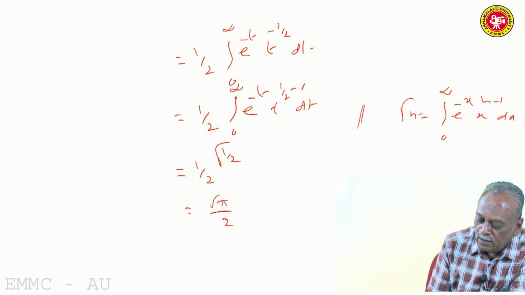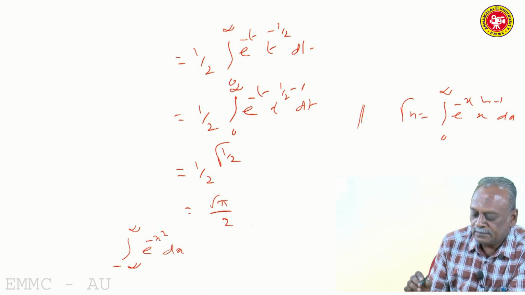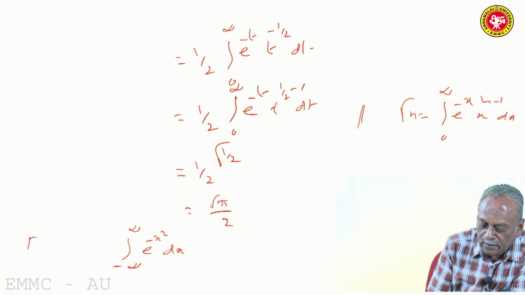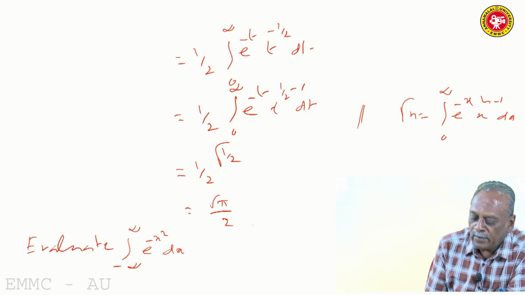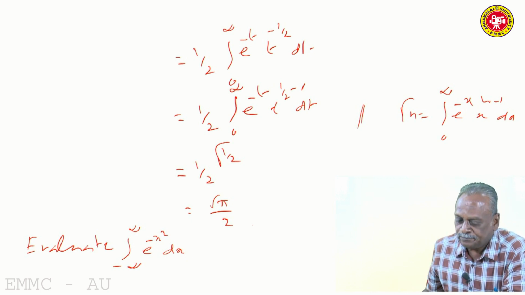Next problem, we have to evaluate integral minus infinity to plus infinity e power minus x square dx. Evaluate integral minus infinity to plus infinity e power minus x square dx.